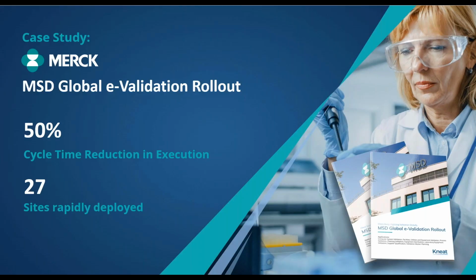And the main takeaways from this case study are that they saw a 50% cycle time reduction in execution of testing, and also 27 sites were rapidly deployed to use Kneat. So all this data is taken from those different sites, so a wide range of data, and of course we love to see that 50% cycle time reduction as well. So on the next slide, we will take a look at Merck's process prior to Kneat.